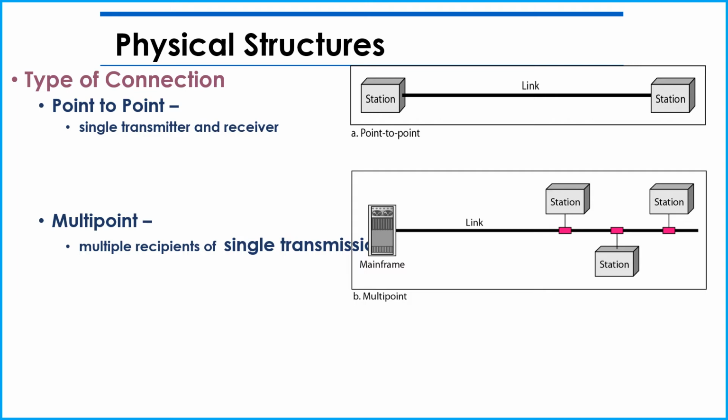Before proceeding with the types of networks, here we are seeing the physical structures of a network. For communication to occur, two devices must be connected in some way to the same link at the same time. There are two possible types of connections shown here: one is point to point and the next one is multi-point. In a point to point network, there will be station 1 and station 2 connected via the same link. Whereas in a multi-point connection, there will be one server and there may be many stations which are tapped into the same connection link.